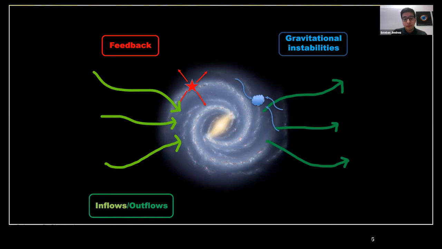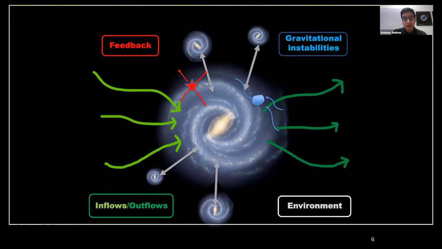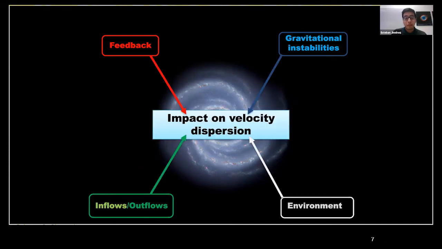And of course, we know that galaxies live in dark matter halos, which can have many satellites that can interact with our central galaxy and create mergers, changing the whole distribution of the gas and then changing the kinematics. So all of these processes can impact the kinematics, but in particular, all of them can change the velocity dispersion of the gas.